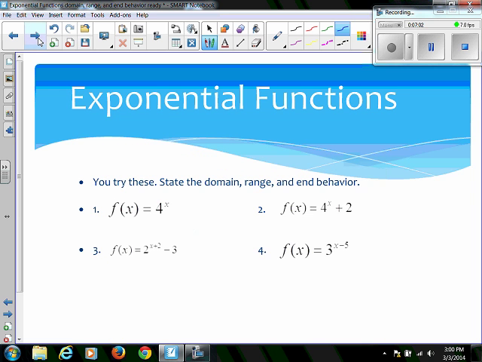Here's a few for you to try on your own. Turn in. Here's a few more for you to try and turn in.